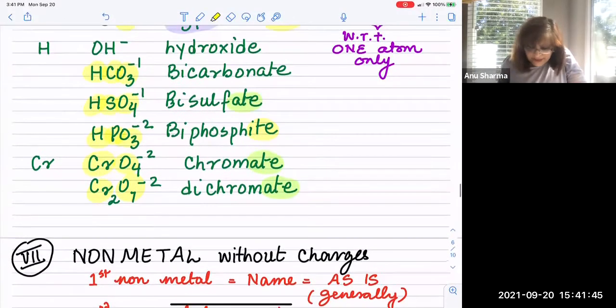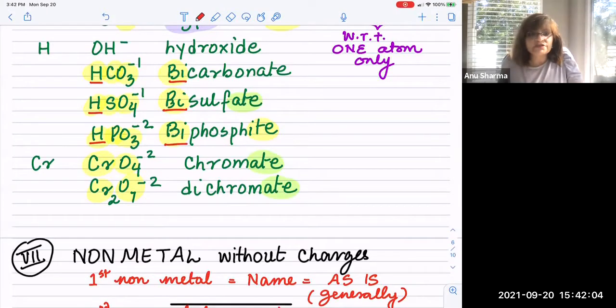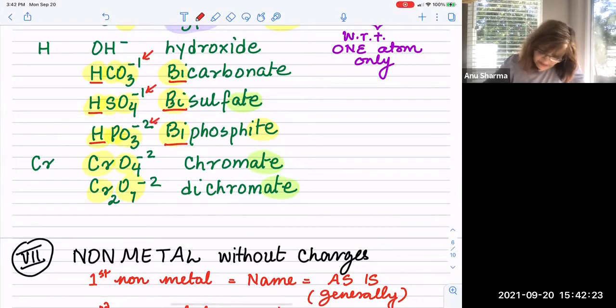Okay, then we have carbonate. Whenever you add bi, it means hydrogen. Anytime you have bi, it's hydrogen. So just keep one thing in mind: carbonate has 2 negative charges, but the moment 1 hydrogen is added, 1 charge is reduced. Same is the case with sulfate, 2 negative charges. You add 1 more hydrogen, it becomes only 1 negative charge. Phosphite is 3 negative charges, but when 1 hydrogen is added, it becomes 2.